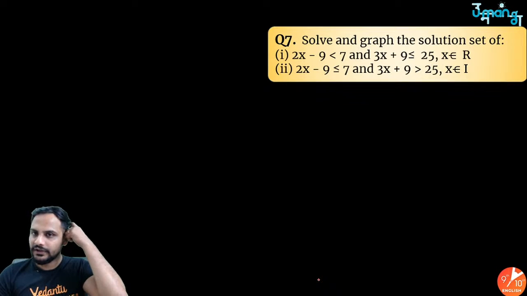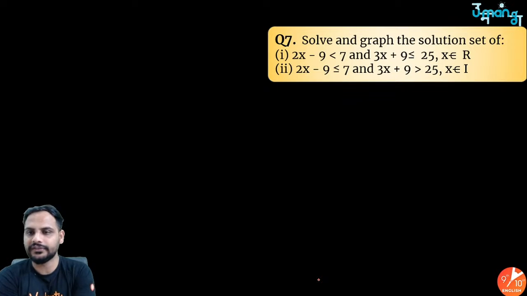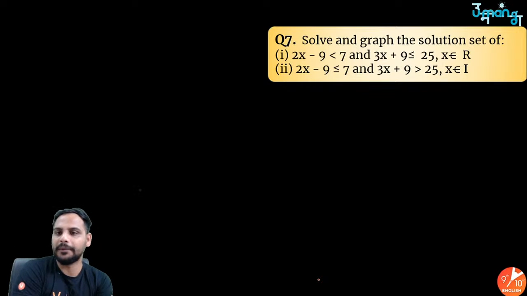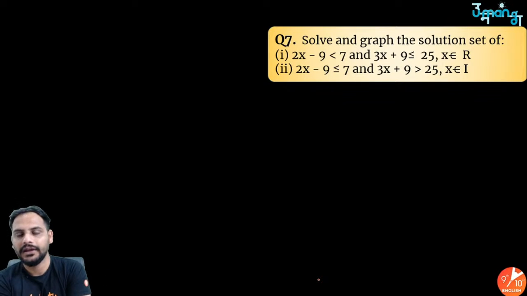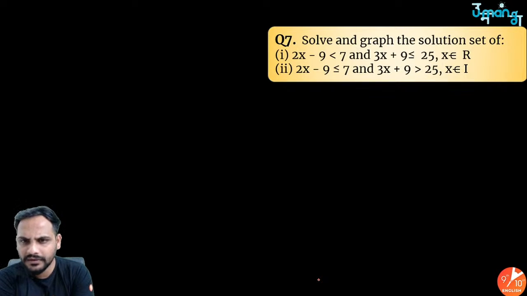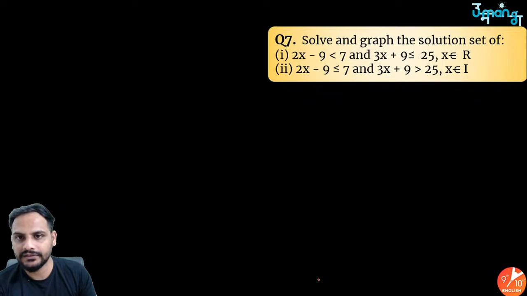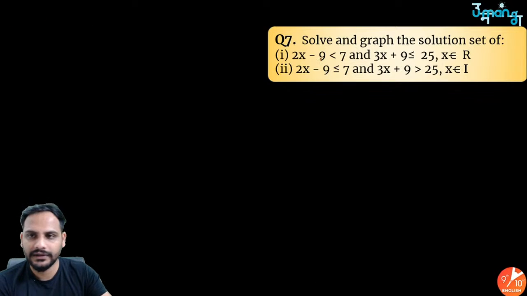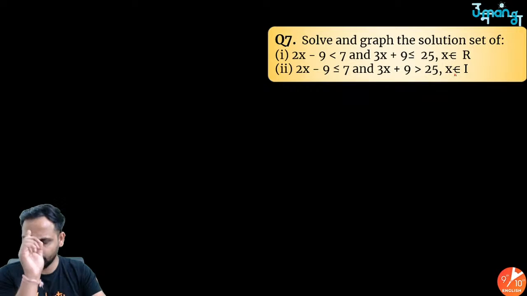Now, last question: solve and graph the solution set. Now look here, you have to combine two equations. Two equations are given and you have to combine them. Listen carefully here, beta. First of all, both the equations are the same. The only thing is, one is x belongs to real numbers, and one is x belongs to integers.